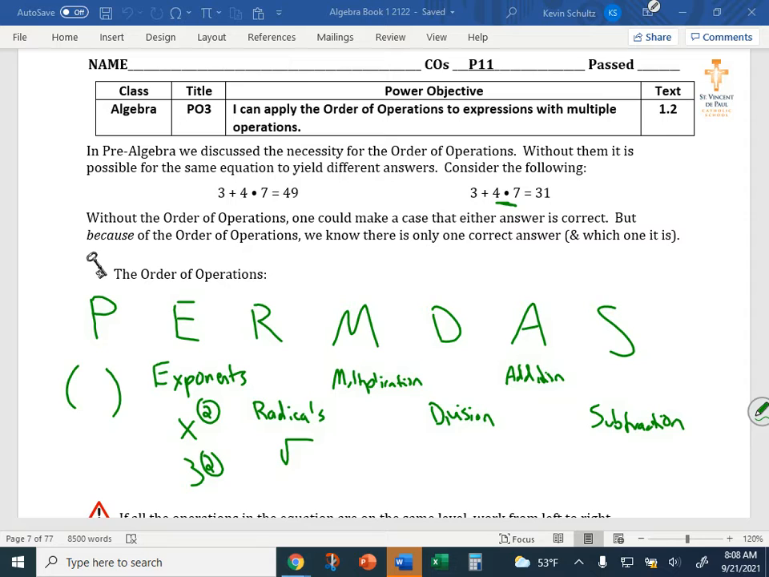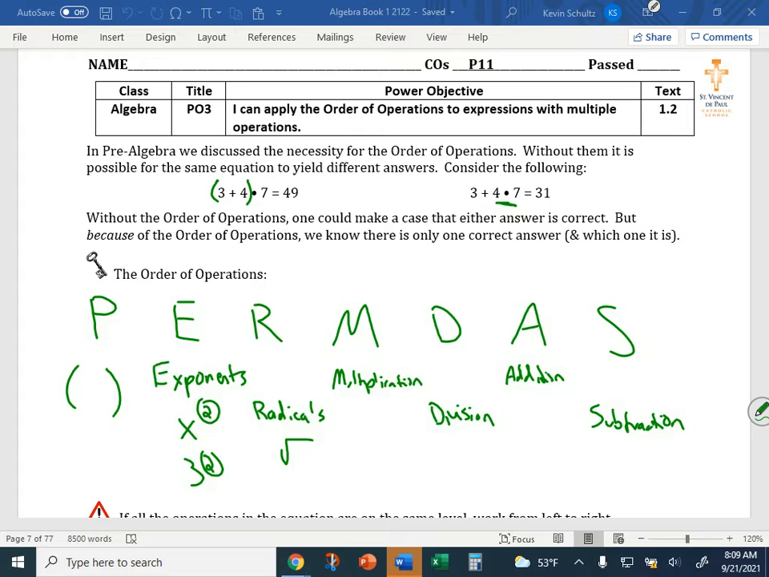If we wanted it to be 49, however, this is where we get to parentheses aren't actually an operation, but they beat everything else. What would we need to do? Put parentheses around 3 and 4. Now this says add first to get 7, multiply by 7, and you'll get 49. Okay? Questions on any of this thus far?